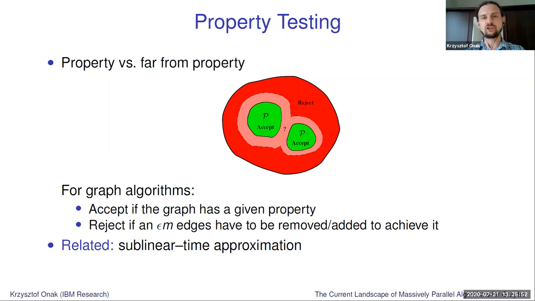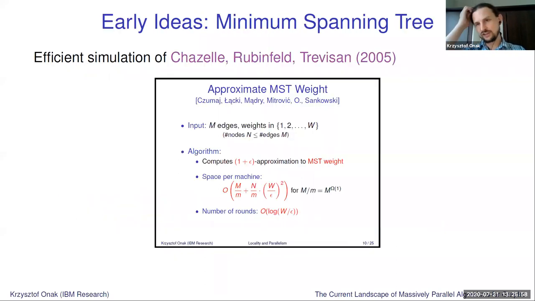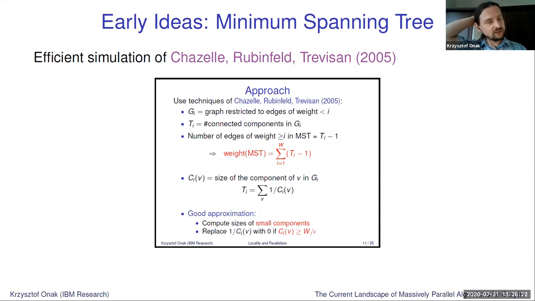A related topic to property testing is all types of sublinear time approximations, and I was going over some old slides, and I found this slide from the first WOLA, right? So that was something we were working on even before we turned towards working on matchings, right? So you can approximate the weight of the minimum spanning tree very efficiently in MPC, right? And I'm not going to go into details, but basically some techniques from Chazelle, Rubinfeld, and Trevisan are very easy to implement in this setting.